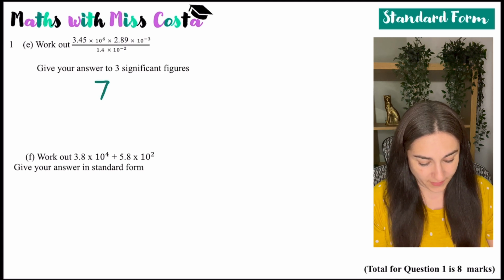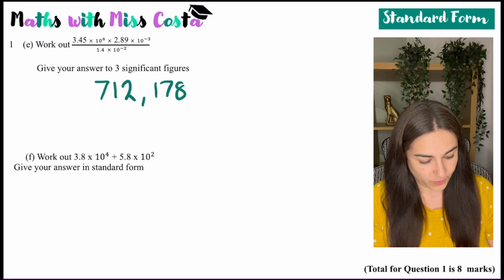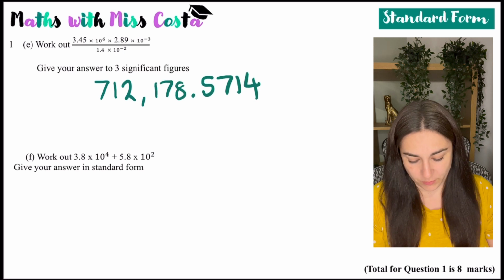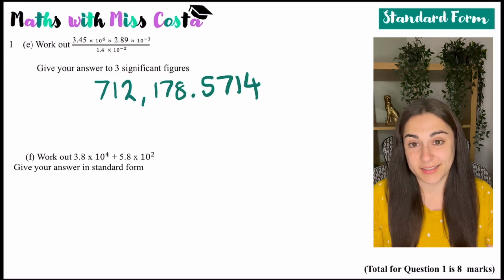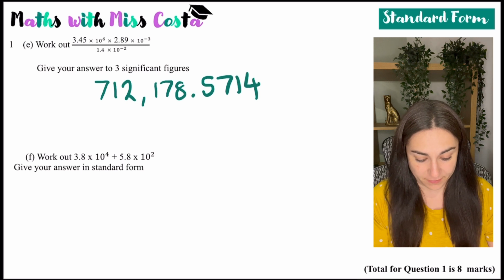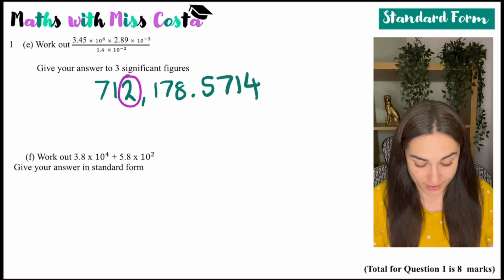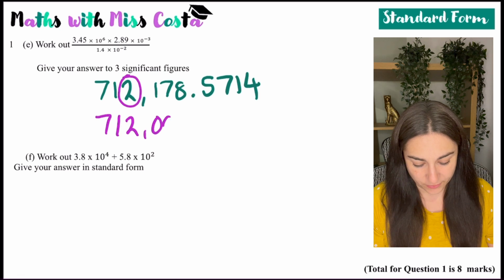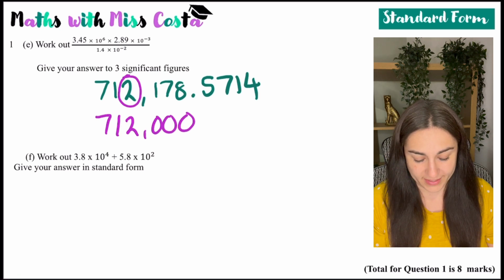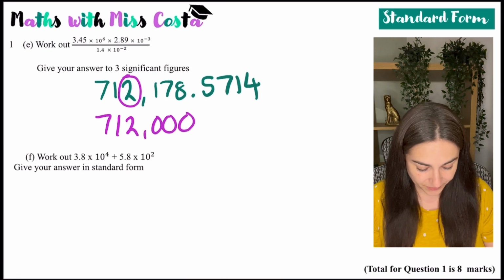Once I've got that, it gives me the number 712,178.5714, and the question's asking me to give my answer to 3 significant figures. So for 3 significant figures, I circle the 3rd digit and then I round, so that would be 712,000, because 1 is less than 5, so it rounds down.